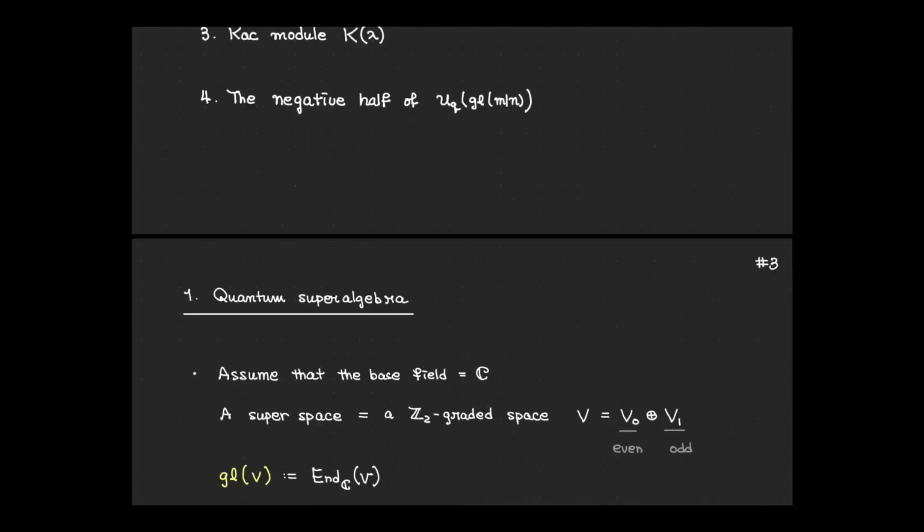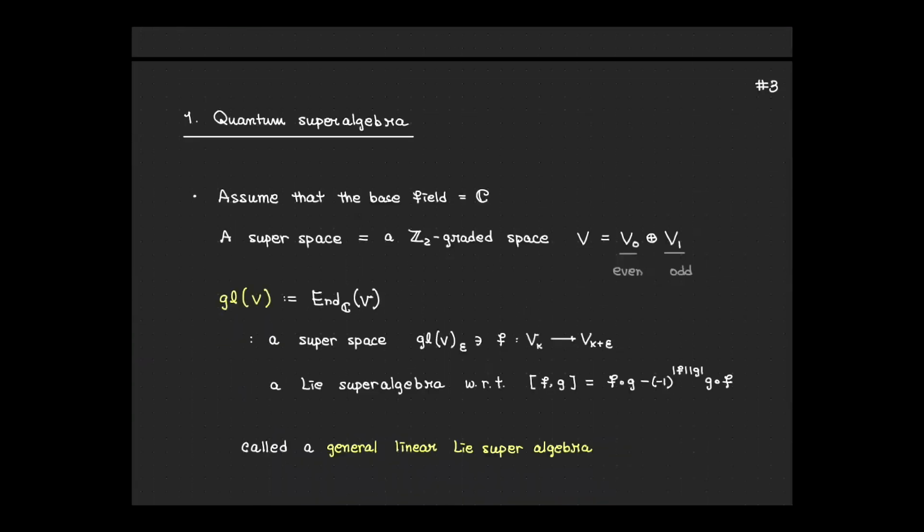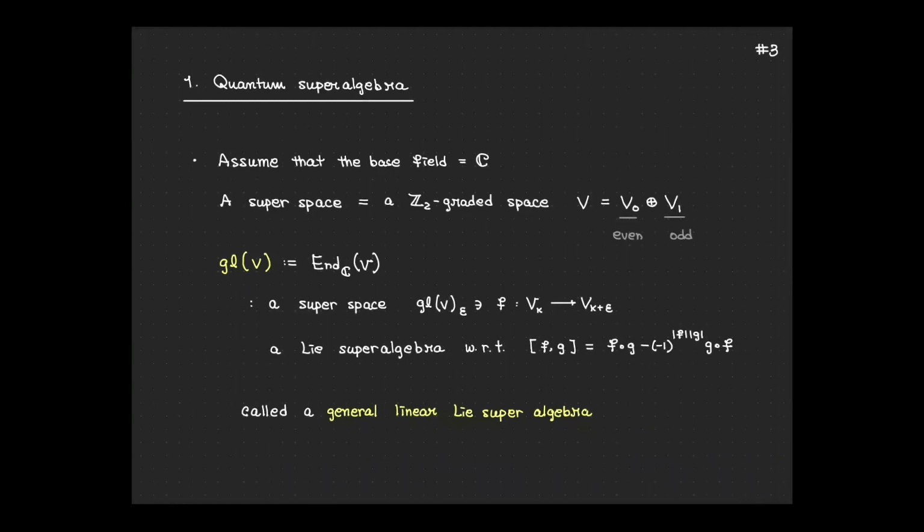Okay, so let me start with the first section about quantum superalgebra. Okay, let me start with what is a Lie superalgebra first. So our base field is the complex numbers. And then, yeah, the superspace means a Z2-graded vector space. It's just the sum of two homogeneous spaces V0 and V1. So we call this space the even, and this one is the odd space.